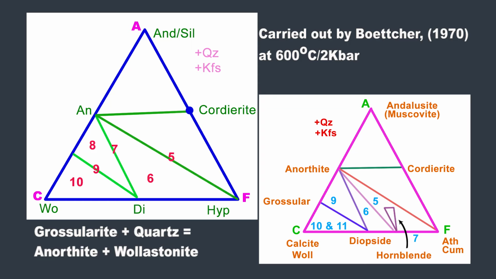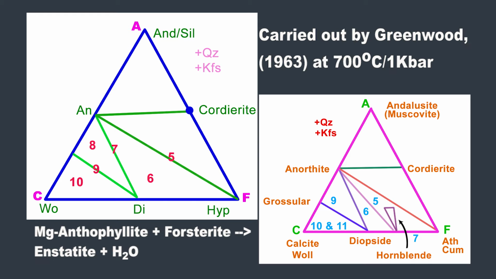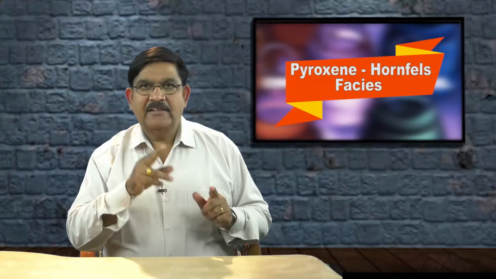In calcareous rocks, we can observe the following reaction: grossular plus quartz gives rise to anorthite plus wollastonite, carried out by Boettcher in 1970 at 600 degrees centigrade, 2 kilobar. Mg anthophyllite plus forsterite gives rise to enstatite plus water, carried out by Greenwood 1963 at 700 degrees centigrade, 1 kilobar. Mg anthophyllite gives rise to enstatite plus quartz plus water, carried out by Greenwood 1963 at 745 degrees centigrade, 1 kilobar. Scapolite and vesuvianite are also developed in this facies.